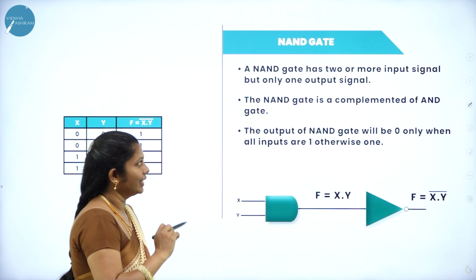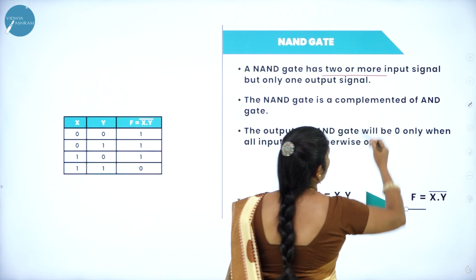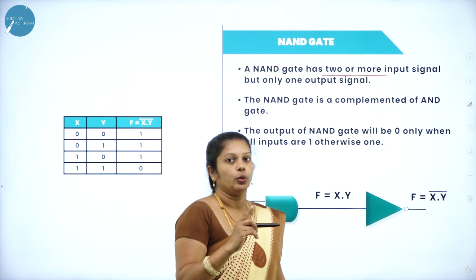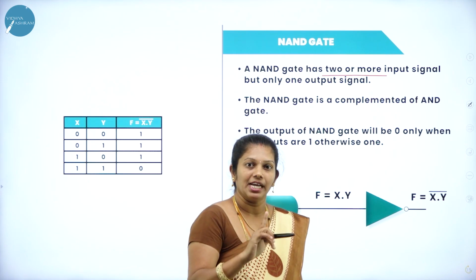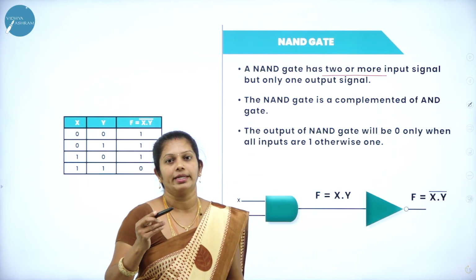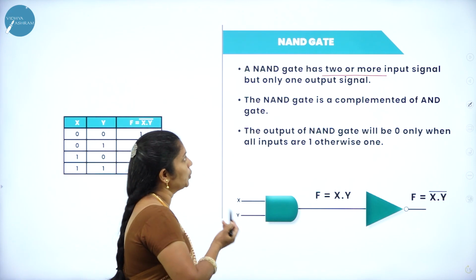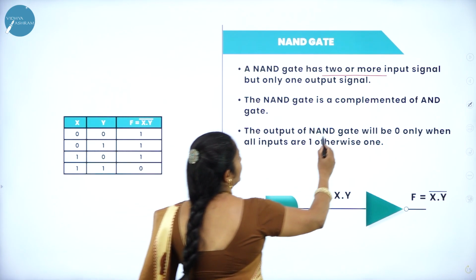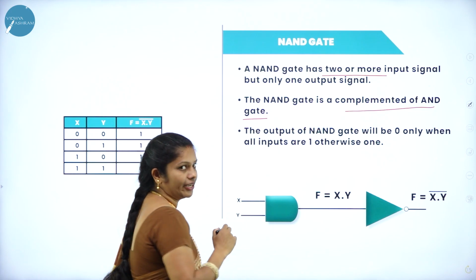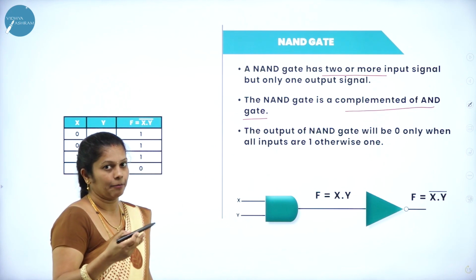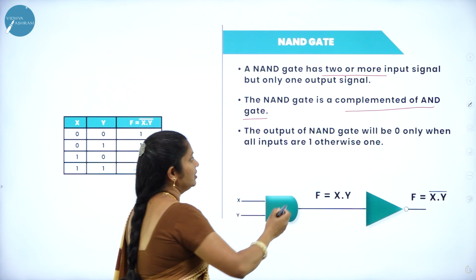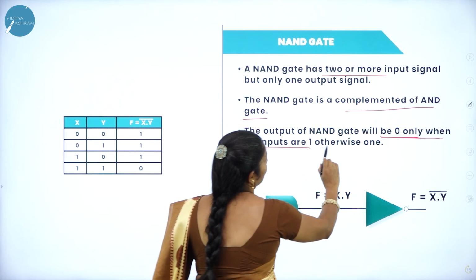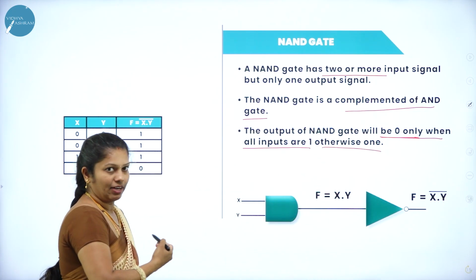The first one is the NAND gate. The NAND gate has 2 or more input signals and it produces one output signal. As I already told you, only the NOT gate takes a maximum of 1 input. The remaining gates all take a minimum of 2 inputs. Here also, the NAND gate takes 2 or more input signals and produces 1 output signal. The NAND gate is the complement of the AND gate. It is just the reverse of the AND gate. The output of the NAND gate will be 0 when all the inputs are 1. Otherwise it is 1. I will explain that one by one.